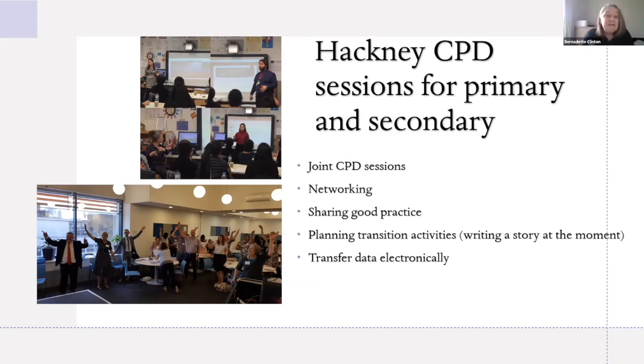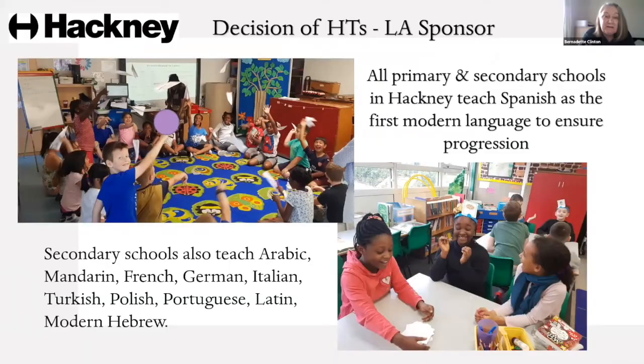Okay, just to explain to you the context that we work in, all the Hackney primary and secondary schools study Spanish as their first foreign language, and that was decided by the heads and the local authority meeting together in 2013. Because they'd done bits of language before that, but they'd had no structured input of language, that was agreed, and from there we've been working on that.